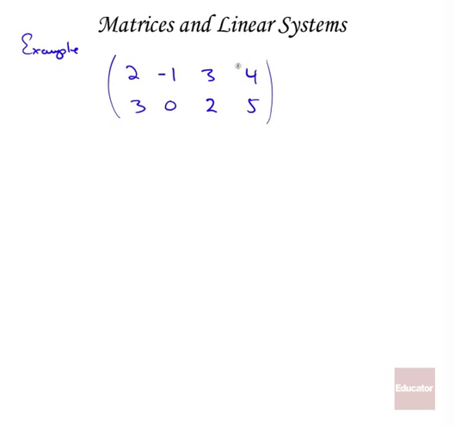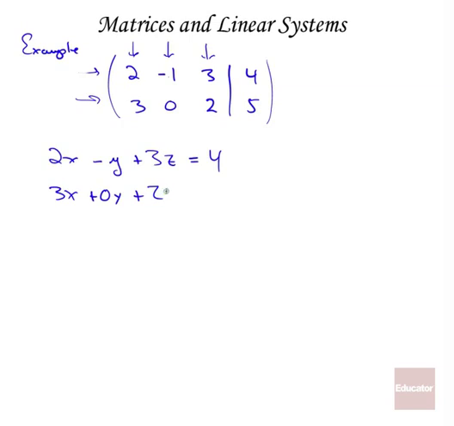Let's say that this is the augmented matrix. So that means this is 1, 2, 3. That means we have 3 variables. That's what the columns represent, the variables. And these are the equations. So we have 2x minus 1y plus 3z equal to 4. And then 3x plus 0y plus 2z equals 5. Linear system, matrix form. Matrix represents a linear system.